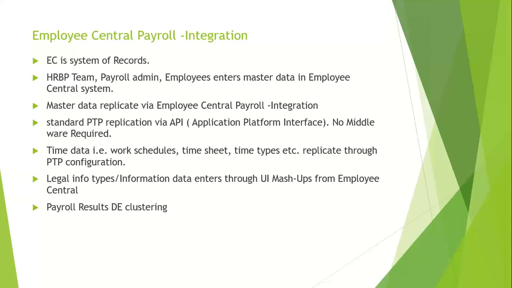So like in the US, they have the living and working states and the federal state. All these infotypes like 0208, 0209 and 0210 are very payroll related. So maintaining that infotype data in EC is not available. That's the reason, because now we are bringing it into ECP, right?